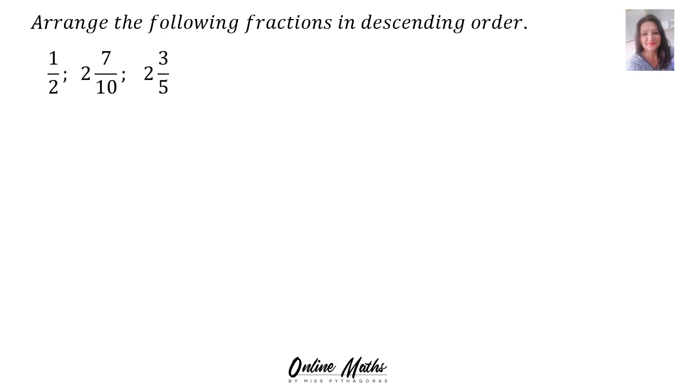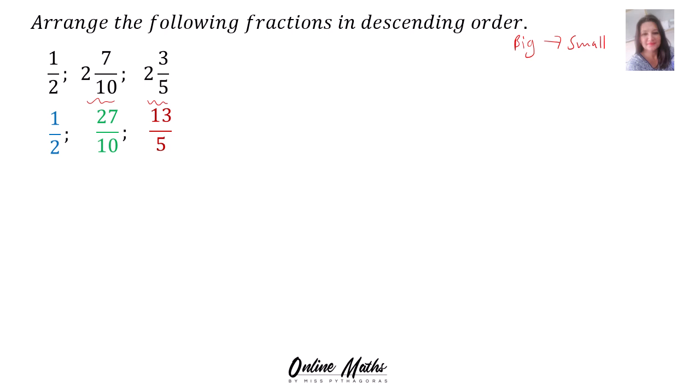Let's do another example. Arrange the following fractions in descending order. So that means from big to small. Again, there's the fractions. Now, there's another problem here, and the problem is that they are mixed numbers. So we have to write these two as improper fractions. So half stays. 2 and 7/10 is the same as 27 over 10, and the last fraction there, 2 and 3/5, is exactly the same as 13 over 5 as an improper fraction.